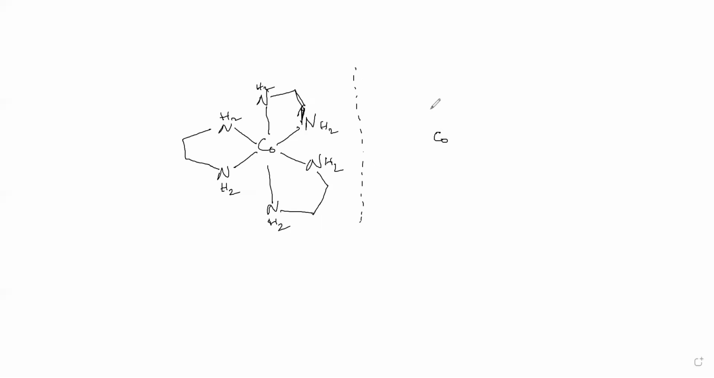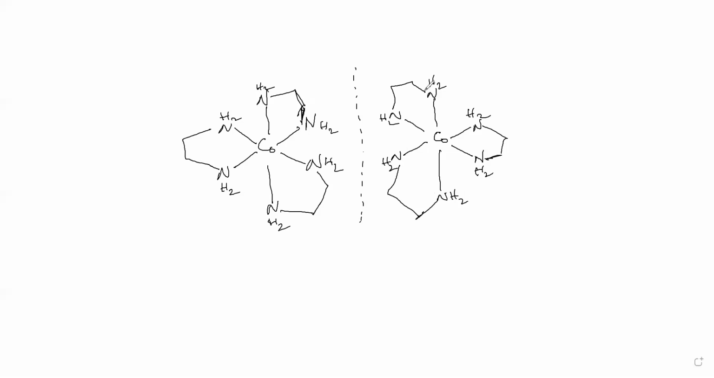You have Co, NH2, NH2. So it will come like this. N, NH2, NH2, NH2, NH2, like this. You have to give a little bit of practice in order to solve like this.